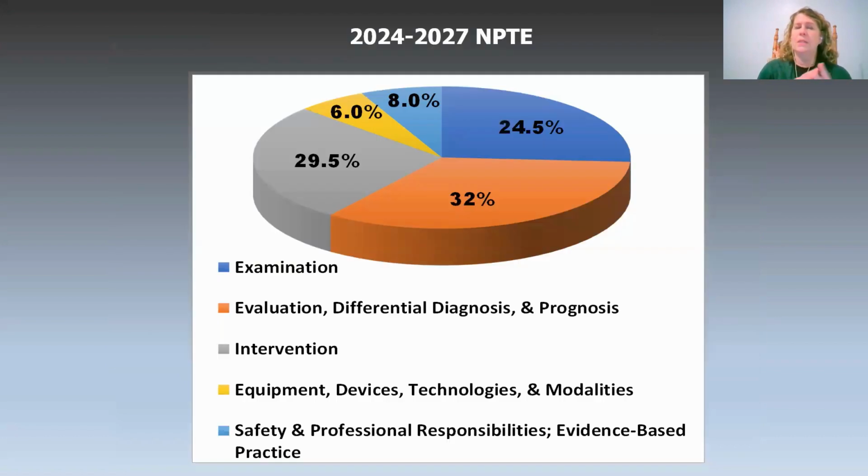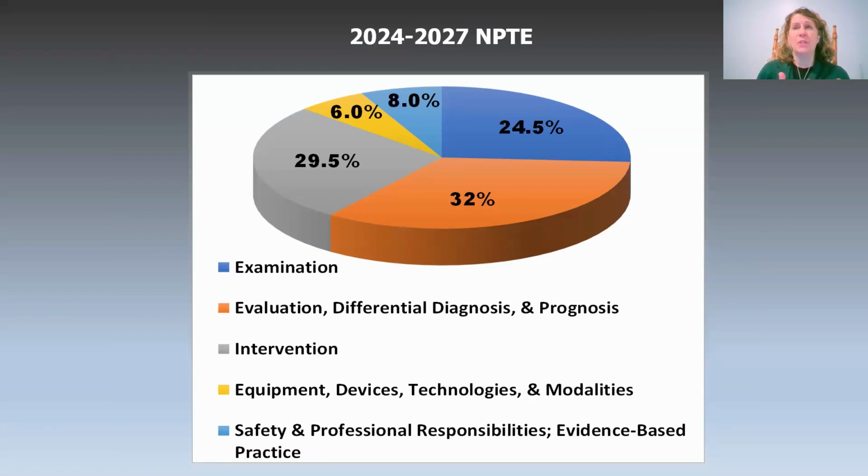Okay, this hasn't changed that much either. So examination is 24.5%. That is your tests and measures, your review of systems, your chart review, your normal joint biomechanics, your normal gait, your outcome measures. That's all examination. Anything that you would do in your exam, subjective and objective exam, would fall into that.